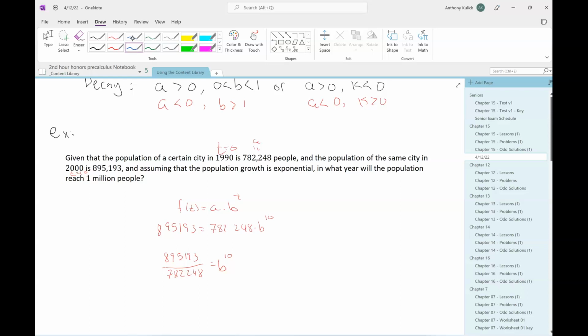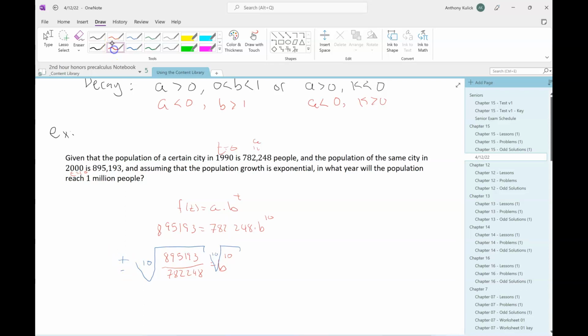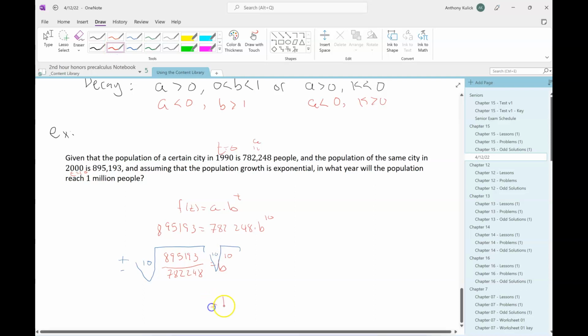So I divide both sides by the 782,000. And then how am I going to get rid of that exponent of the 10 on the B? What cancels out an exponent of 10? 10th root, yep. And again, technically speaking, this would have a plus or minus attached to it because it's an even root. But we know that our answer is always just going to be positive, right? Because the B values have to be positive.